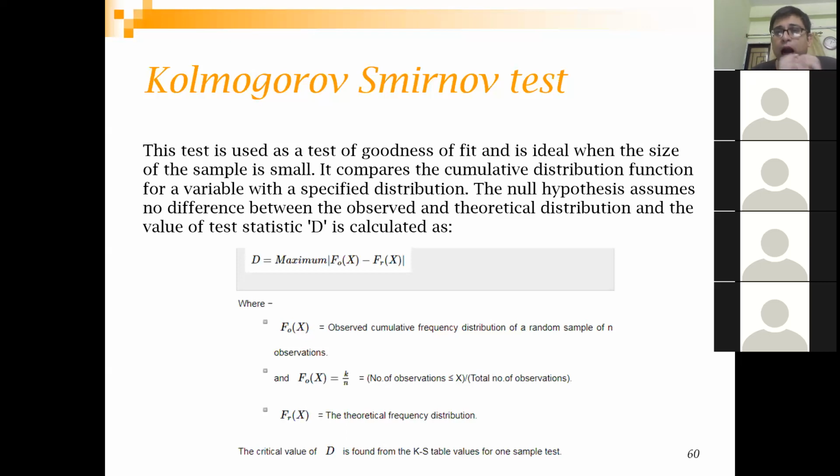So now we will come to some tests where you will have to do some calculation. These were all visualization techniques, and now these are quantitative techniques. The first test we are going to look at is called the KS test, or Kolmogorov-Smirnov test. This is used to test goodness of fit, and you can use it when the sample size is small. One good thing about the KS test is that you can use it for any distribution.